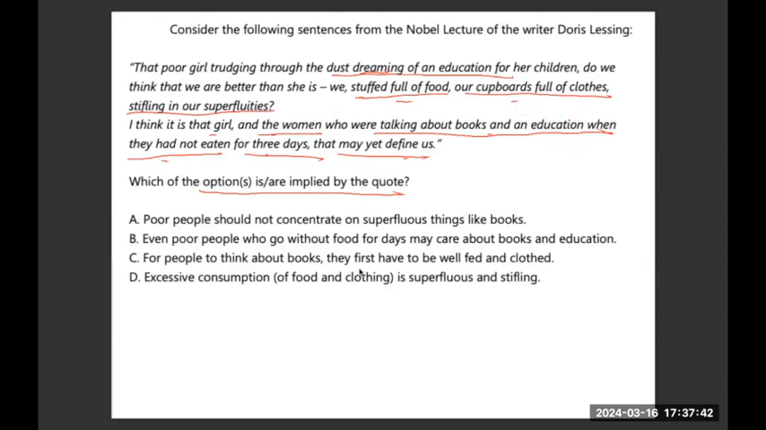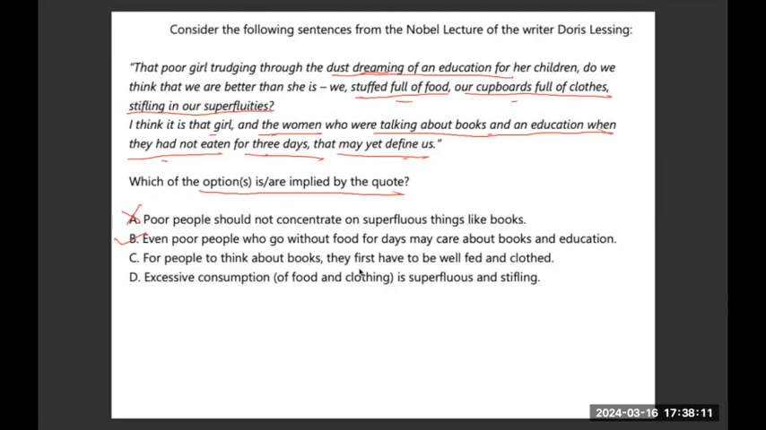So after implying this, we'll look at the statements. Poor people should not concentrate on superfluous things like books. That's wrong. That's not being implied. In fact, they value books. Even poor people who go without food for days may care about books and education, which is true. Even though the women and the girl are going without food for days, they still value books and education.